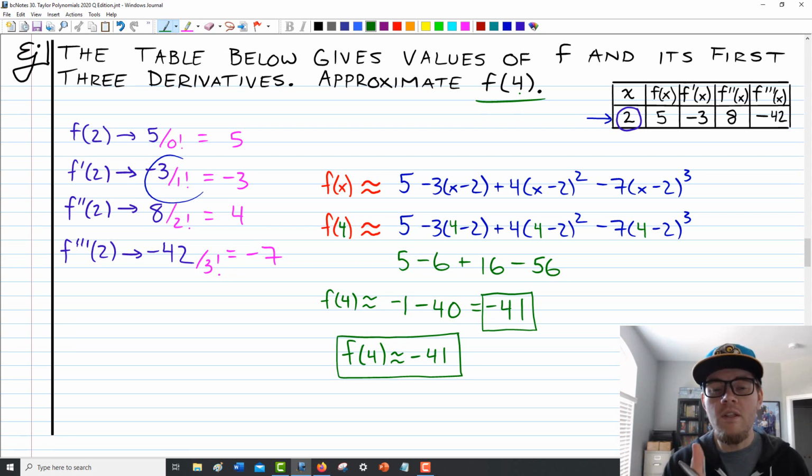So what did we do? We wrote the Taylor polynomial, in this case centered at 2, and then we plugged in the x value we were trying to approximate f of x at. And we got our value, which was painfully close to 42, or -42 in this case. But, oh well, we got our thing.